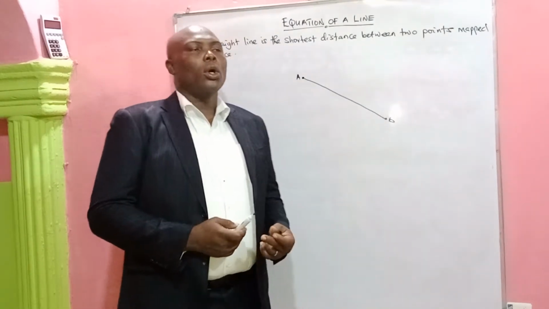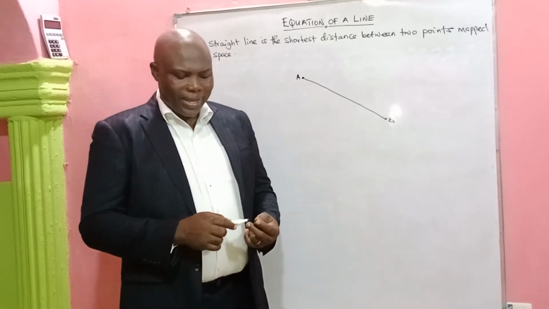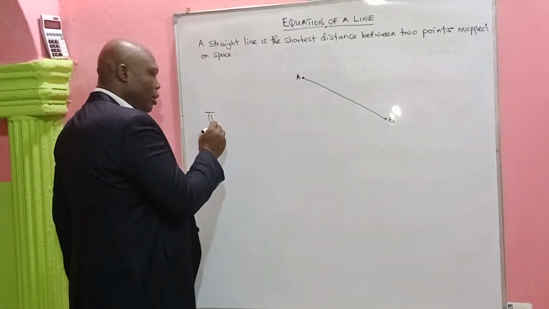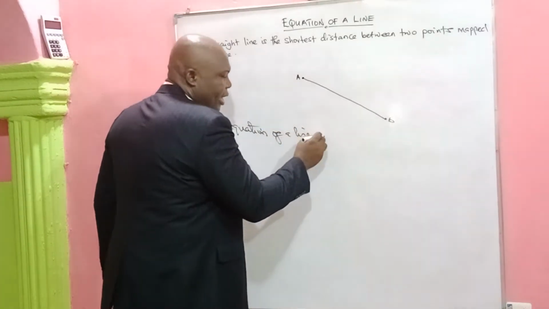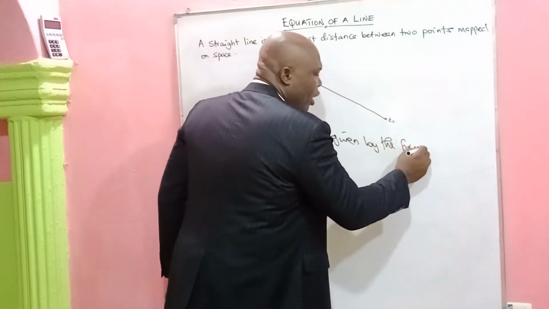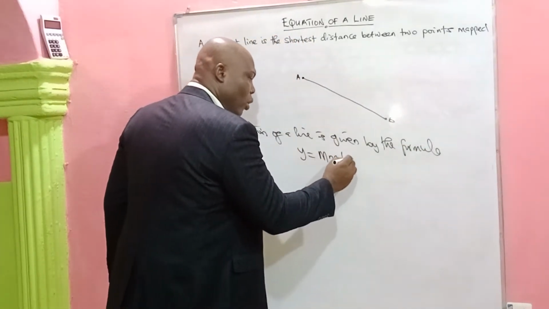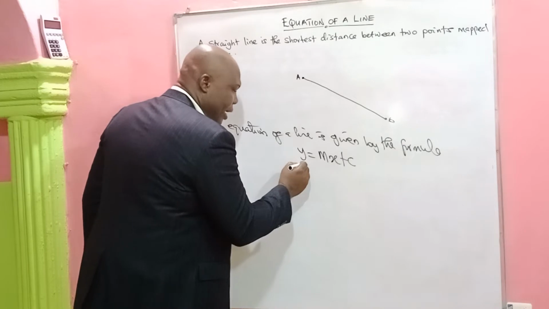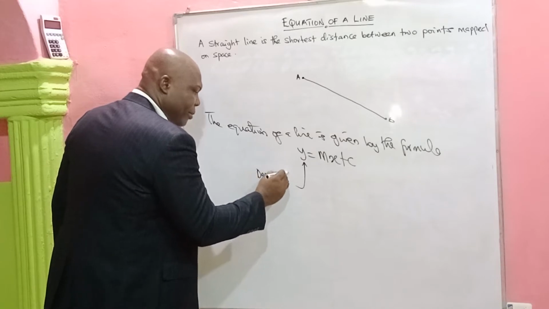All right? Okay, so after knowing what a straight line is, we will want to know what the equation of a line is. The equation of a line is given by the formula y is equal to mx plus c, where y here is the dependent variable.